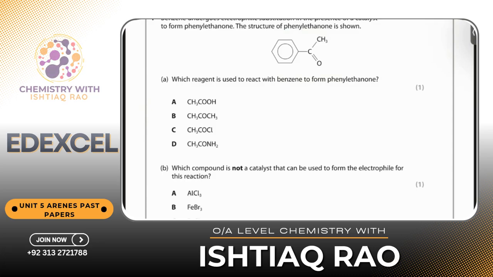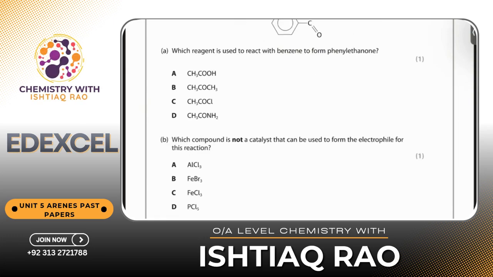If you remember when I was telling you about different catalysts, we did chlorination, so the catalyst was AlCl3. We did bromination, so the catalyst was AlCl3, AlBr3. We did Friedel-Crafts acylation, so the catalyst was AlCl3 again. So they are saying which compound is not a catalyst. PCl5 is not a catalyst. We can have these catalysts, but we cannot have PCl5 as a catalyst.